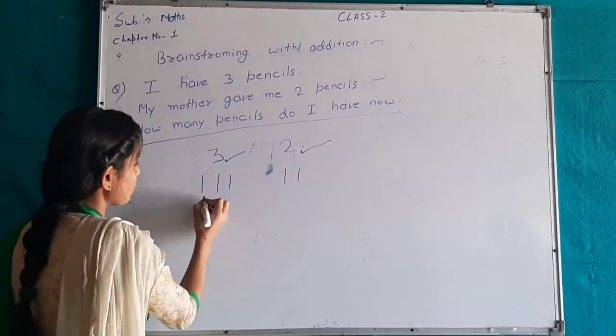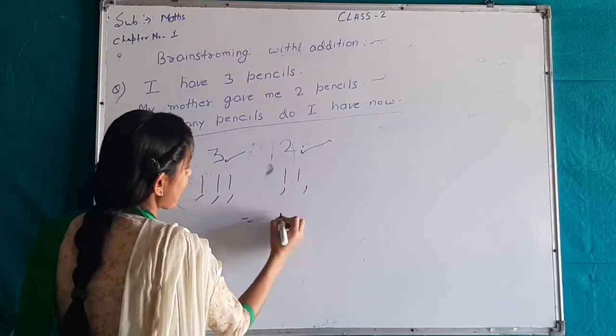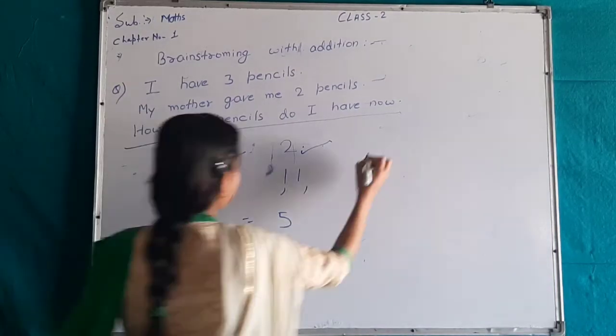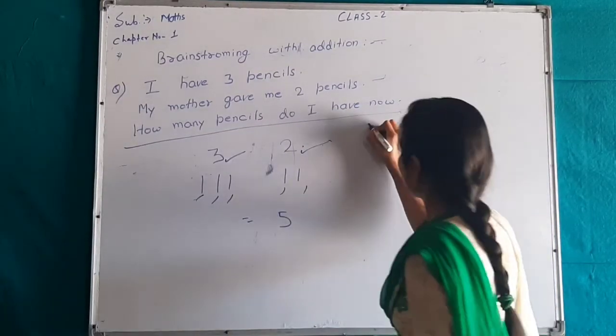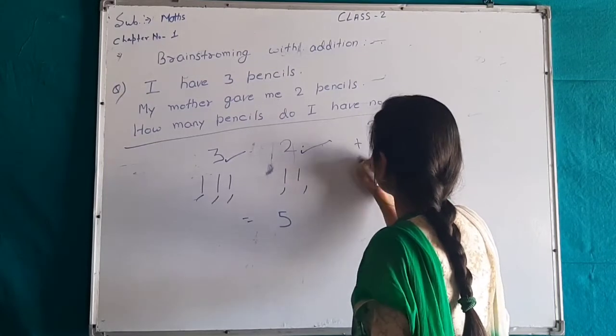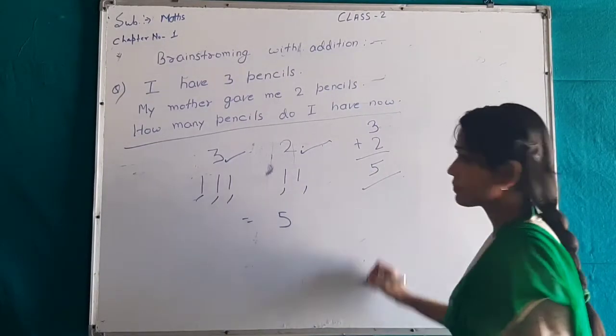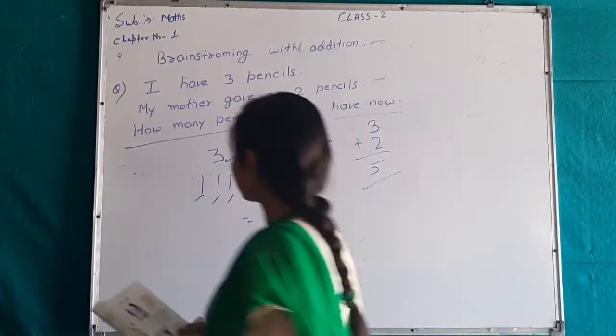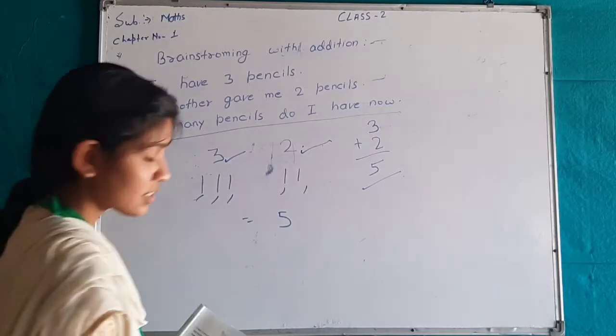We can count it, 1, 2, 3, 4 and 5. Here is 5. I have 5 pens now. We can add 3 plus 2 equal to 5. Next question.